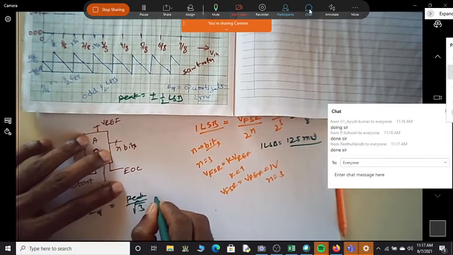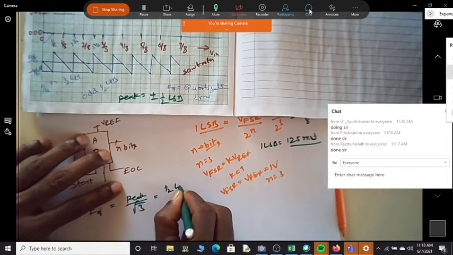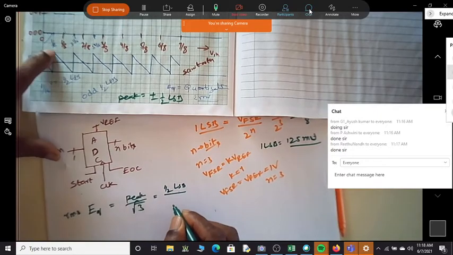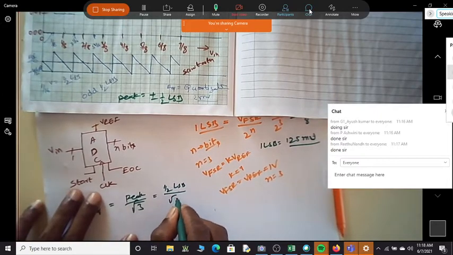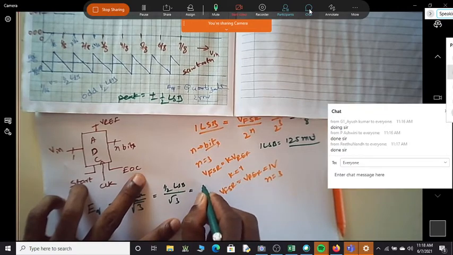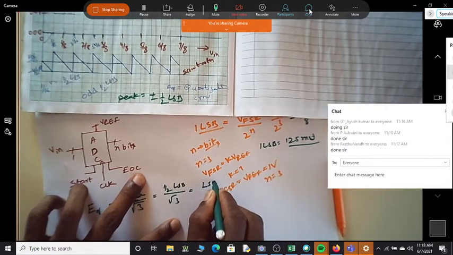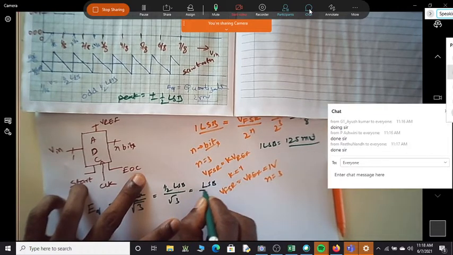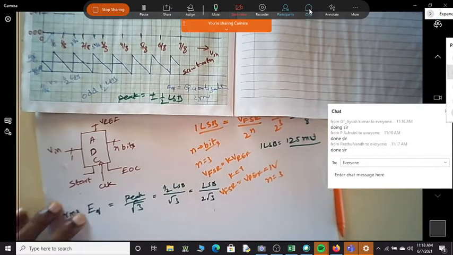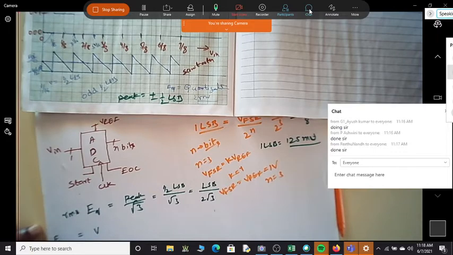So what is the peak voltage? Peak voltage is actually half LSB. Am I correct? This is half LSB, half LSB by root 3. Can I further write it as LSB divided by 2 root 3? Yes, sir. Can I further write it as this, again LSB by 2 root 3?